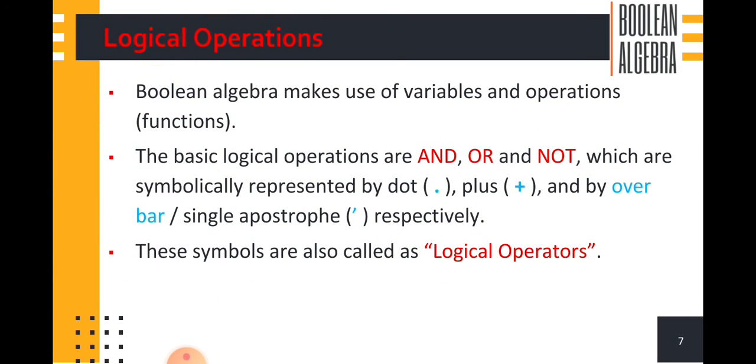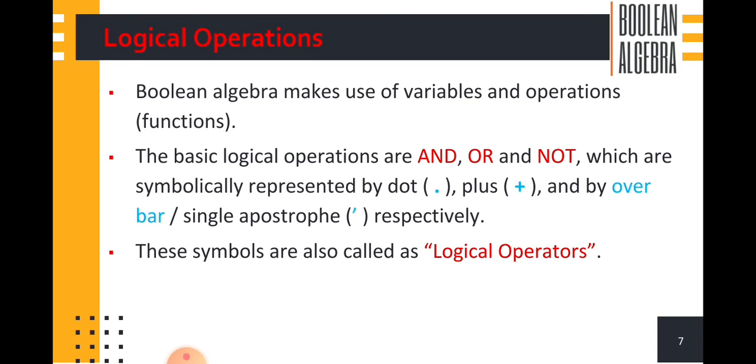Logical operations. Now you can see what the different logical operations are in Boolean algebra. Boolean algebra makes use of variables and operations. We already studied what is meant by operations; the functions are known as operations. For example, in a plus b, a and b are variables and plus is the operator. We are going to do the addition operation with the variables a and b. Operators are used to specify specific operations.